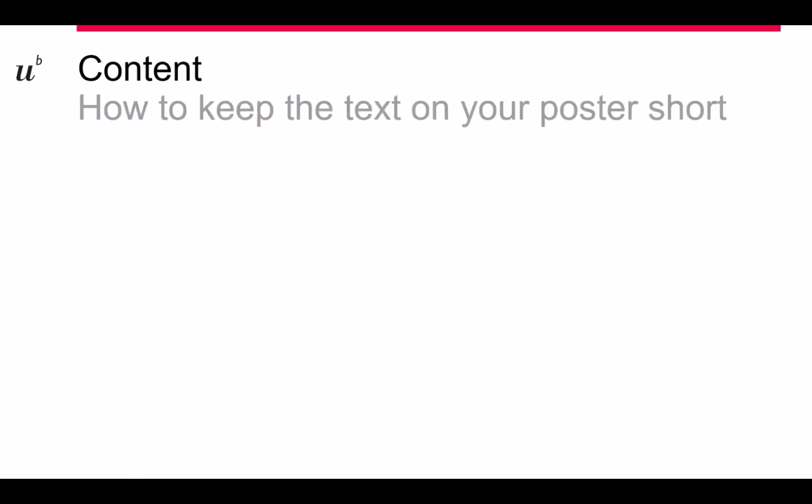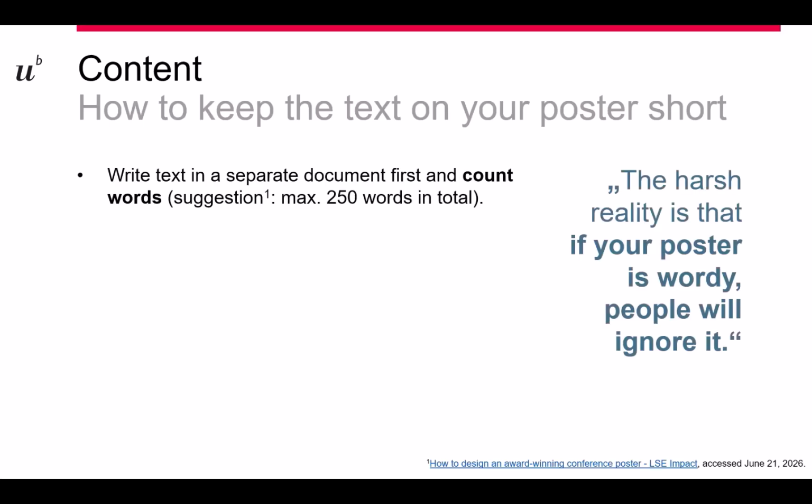Now, content can be seen as everything you put on your poster. And it also contains text. So we have to keep an eye on text. And here are some ideas on how to keep the text on your poster short. You could get started with a separate document first, and you write down the text that you want to have on your poster, and you count your words.